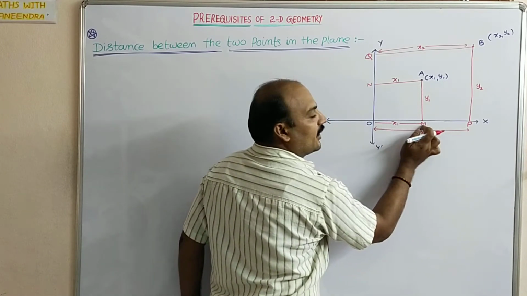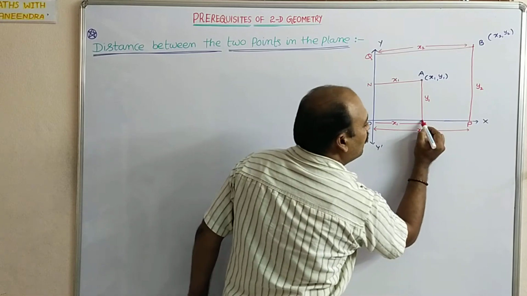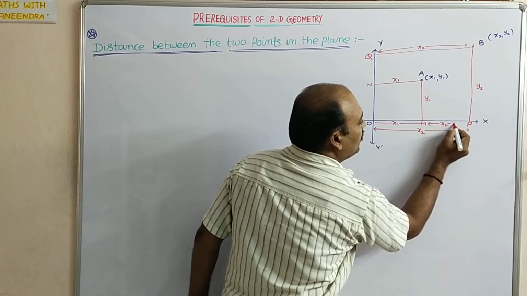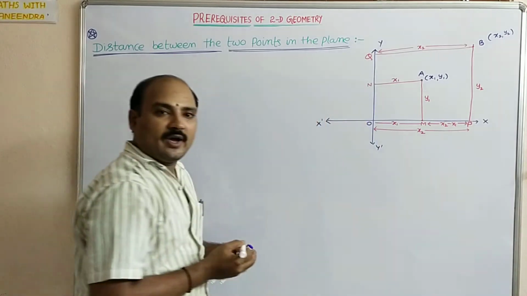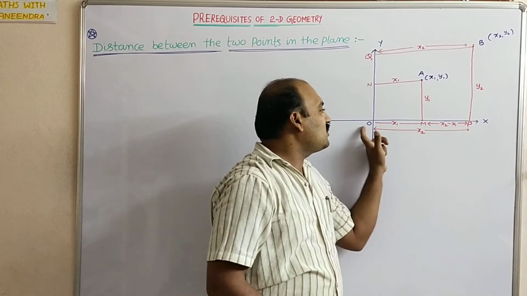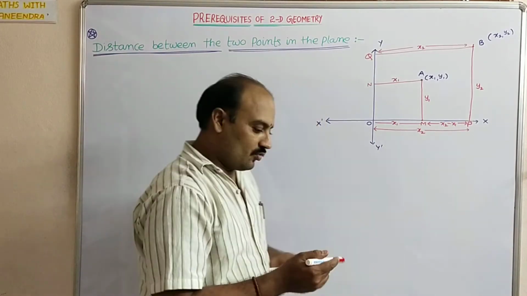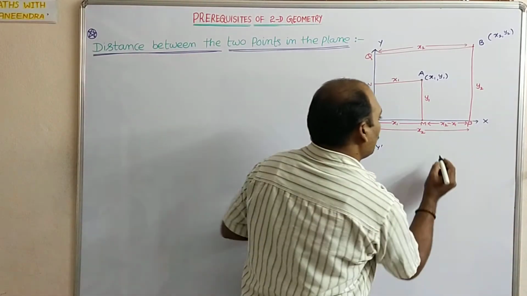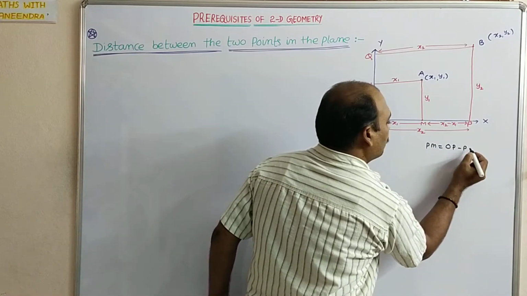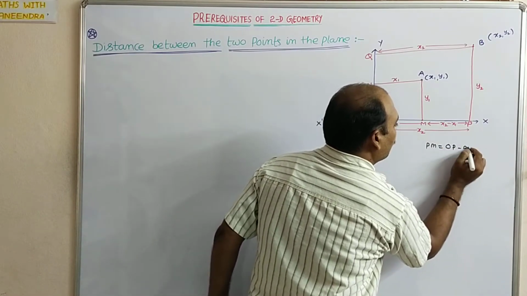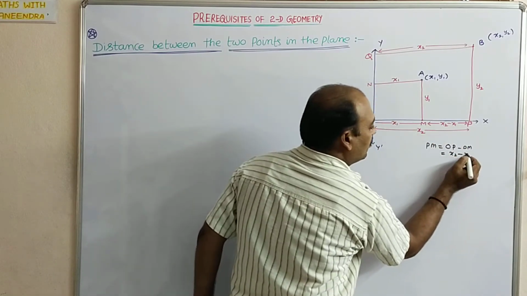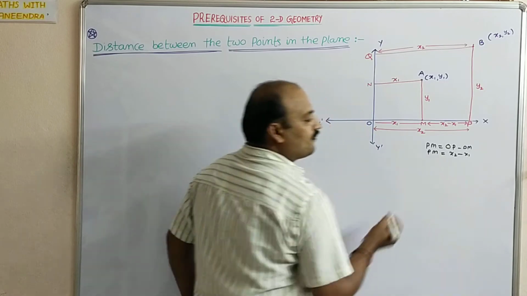From here to here it is x2. From here to here, x1. This value, PM, is equal to what? x2 minus x1. PM is equal to OP minus OM. OP means x2, minus OM means x1. So that is PM.